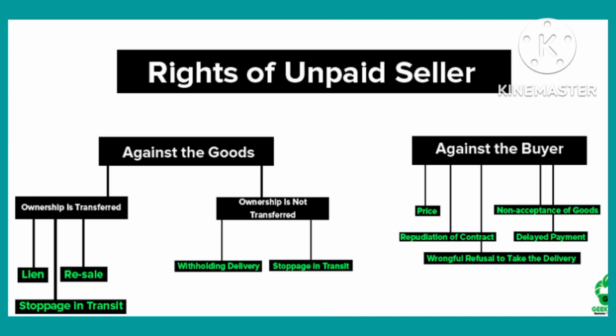In these two cases he can take action against the goods. He can take action against the buyer when the goods have passed into the hands of the buyer; then he can take action only against the buyer. These are the two major subdivisions under the rights of the unpaid seller. Coming to action against the goods, we have two subdivisions: where the ownership has not passed and where the ownership has passed, and we have various further subdivisions. Let's see in detail.